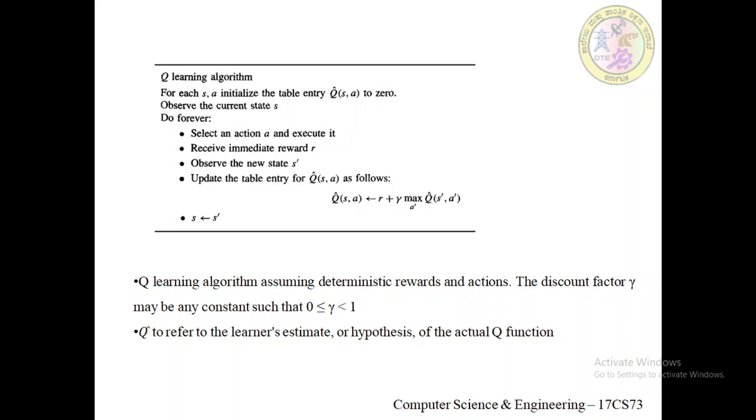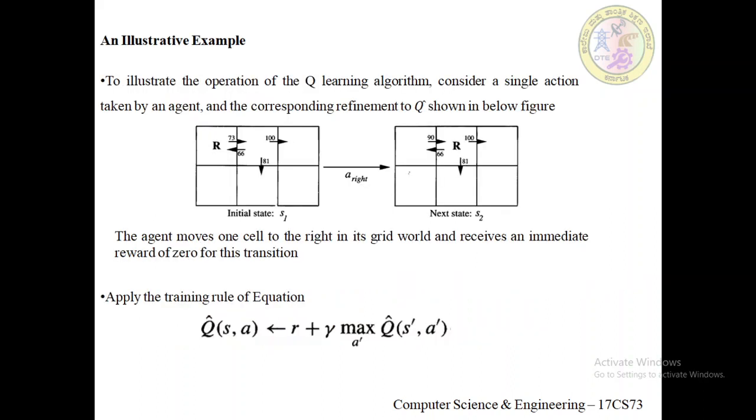Using this algorithm, the agent's estimate Q cap converges in the limit to the actual Q function, provided the system can be modeled as a deterministic Markov decision process, the reward function r is bounded, and the actions are chosen so that every state action pair is visited infinitely often. So let's take up one example to illustrate the operation of the Q learning algorithm.